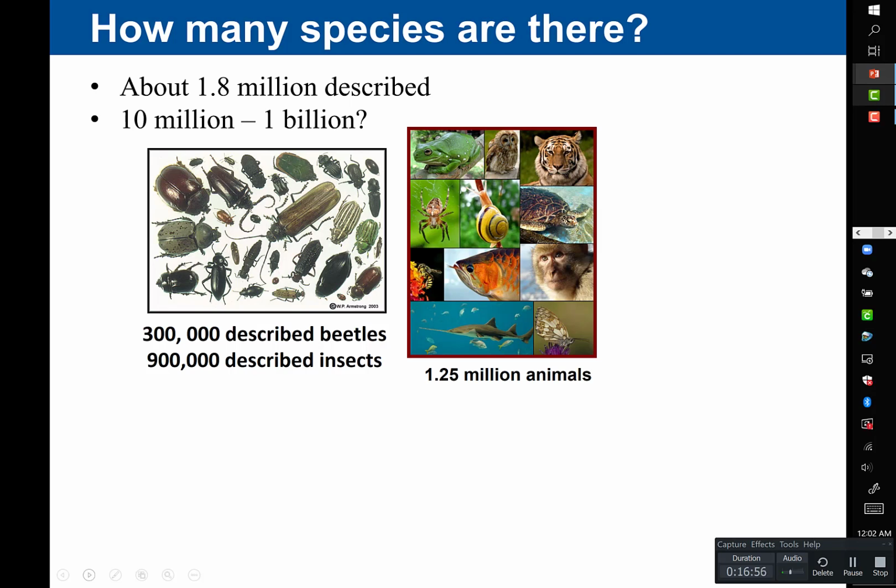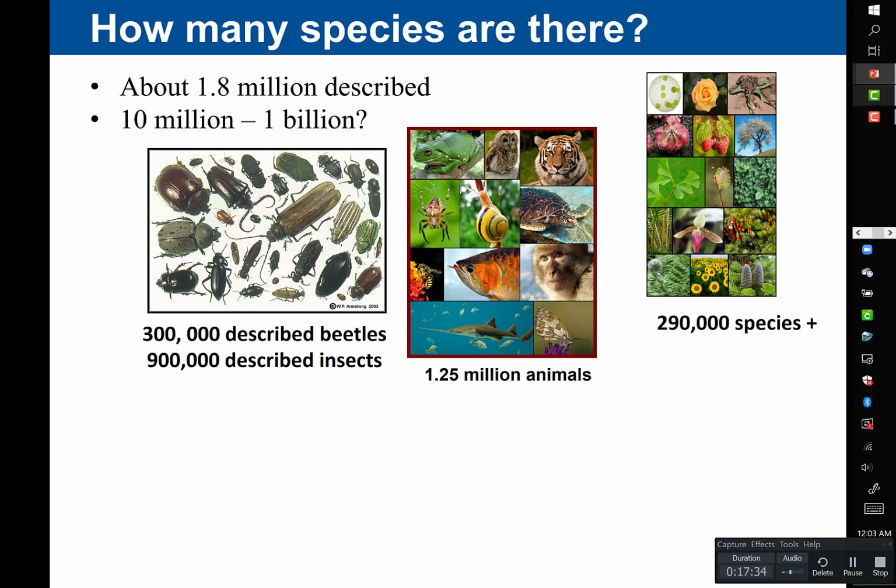But of the 1.25 million animals that have been described, 900,000 of those are insects. Just think about that for a minute. 900,000 of those animals are insects. And within insects, of those 900,000, a third, or approximately 300,000, are beetles. There are 300,000 different species of beetles. That is mind-blowing if you think about that.